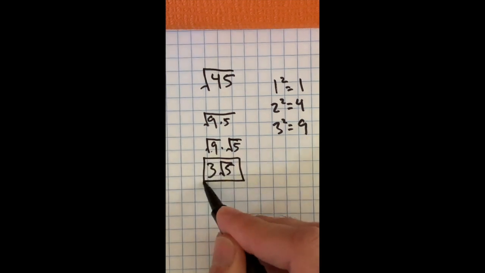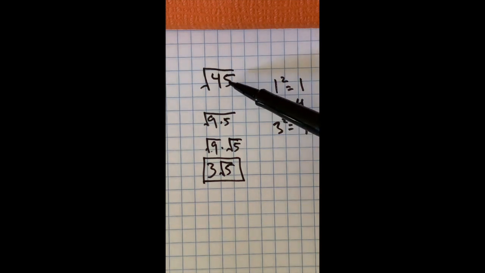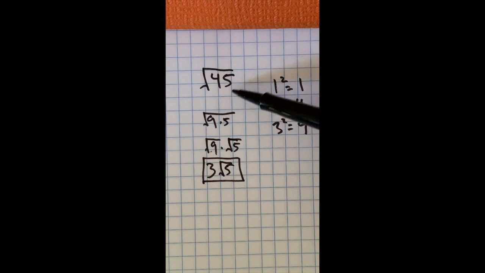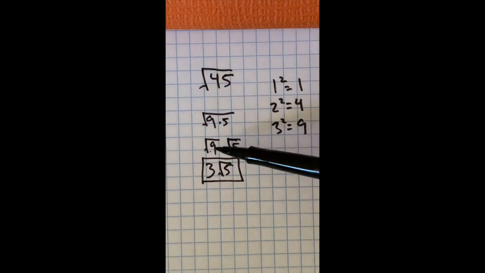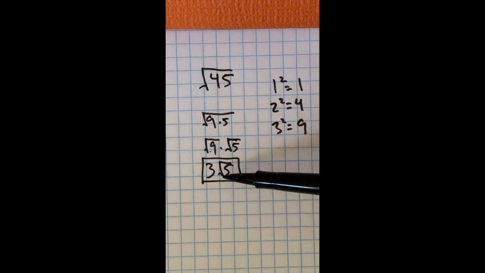And now I'm done. I've simplified the square root of 45 by finding a square factor, in this case 9, rewriting what was inside the radical, that's the square root symbol, and then separating it into its parts, square root of 9 times square root of 5, simplifying the square root to get 3 square root of 5. With some practice, you'll definitely get this.